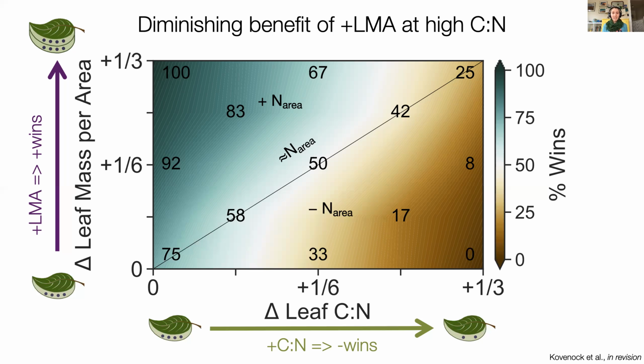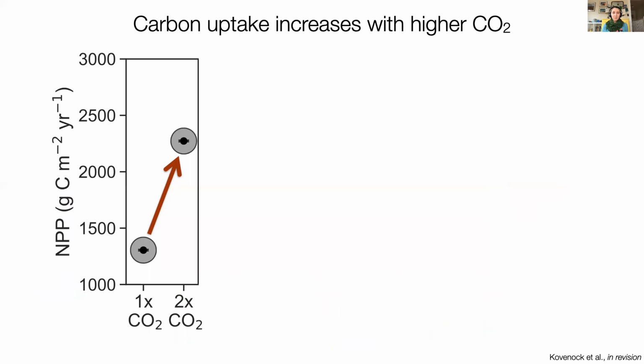But how does this affect the overall ecosystem properties? So the overall uptake of carbon by the ecosystem, or its overall flux of water. We'll walk you through that next. So as we increase from present day CO2 values to a doubling of CO2, we see that the carbon uptake of this system increases. And this is due to higher photosynthetic rates at those higher CO2 values.